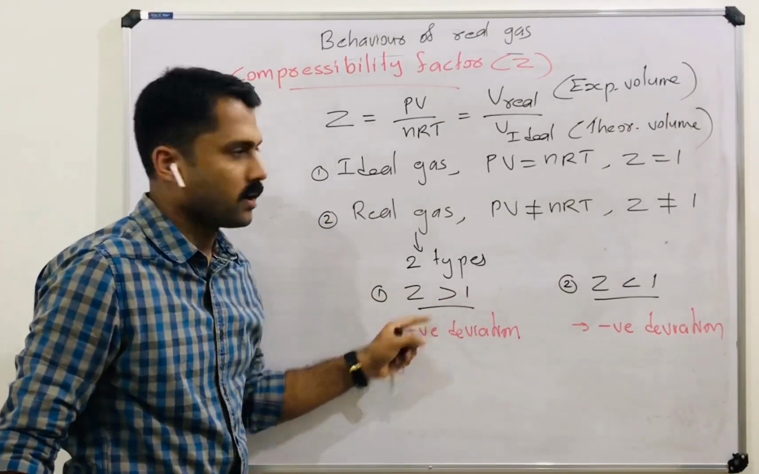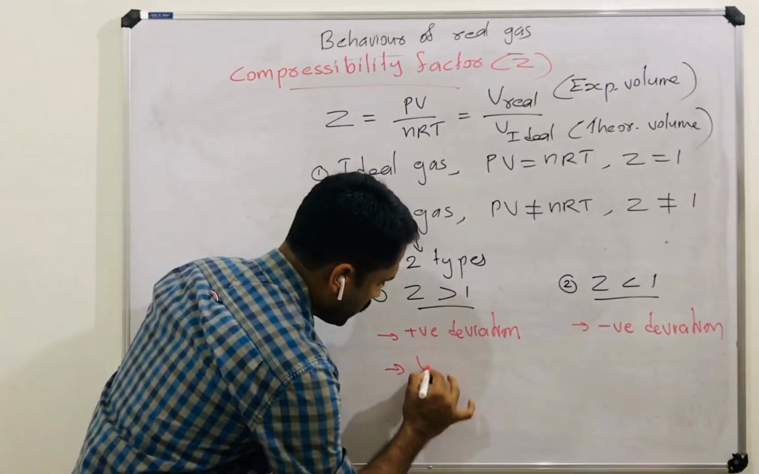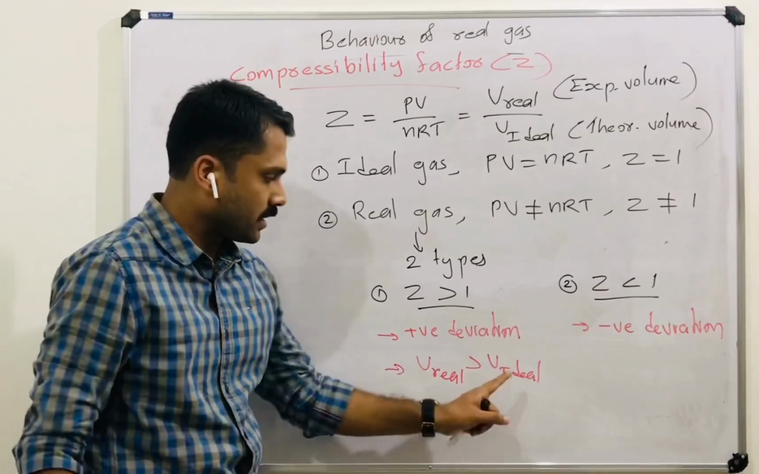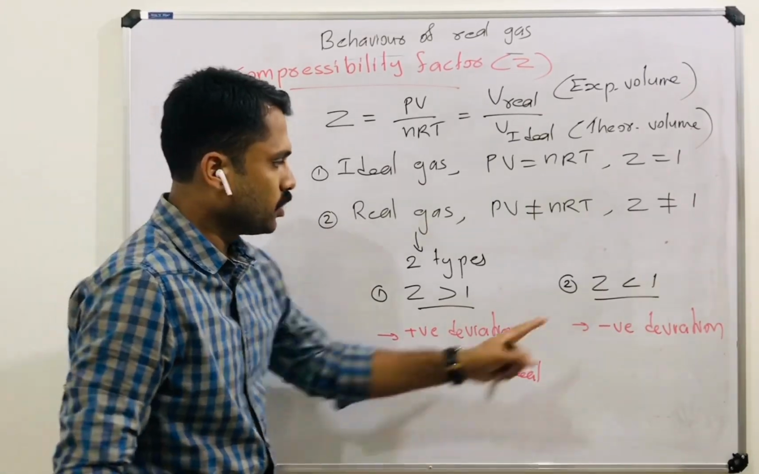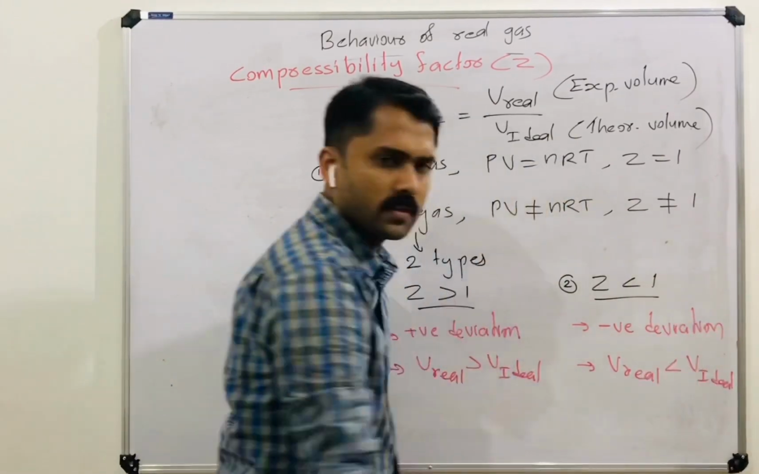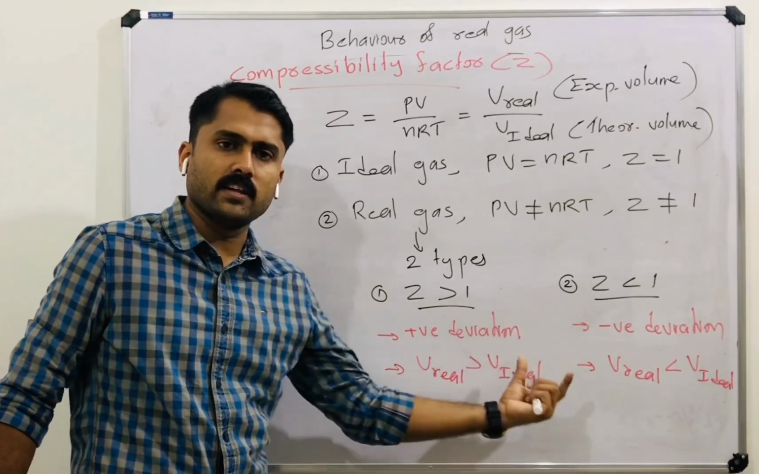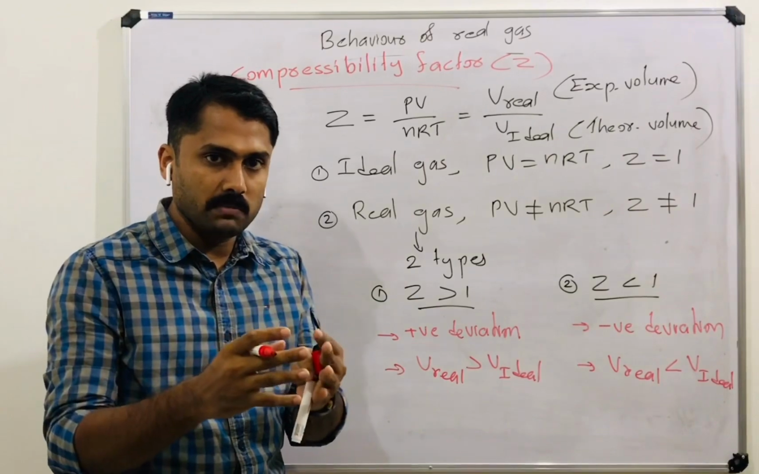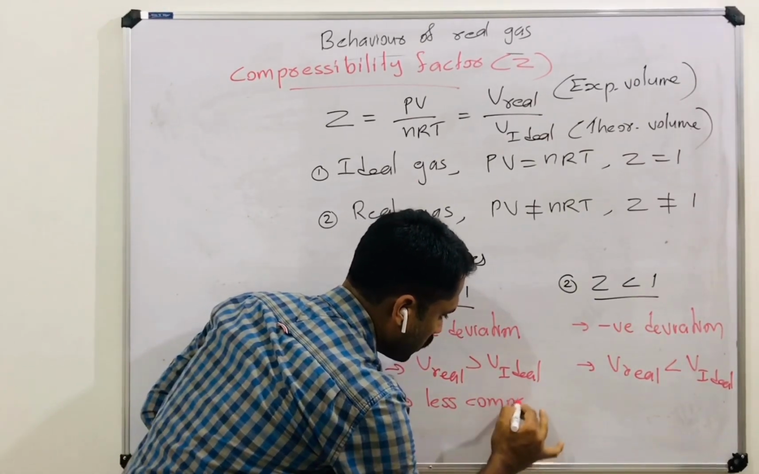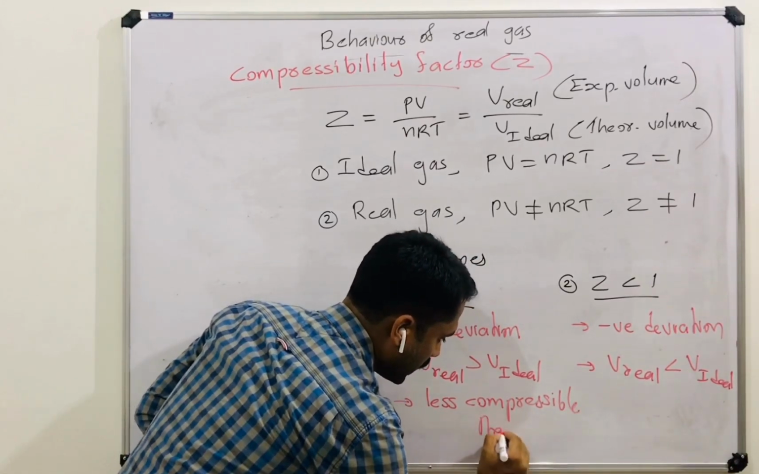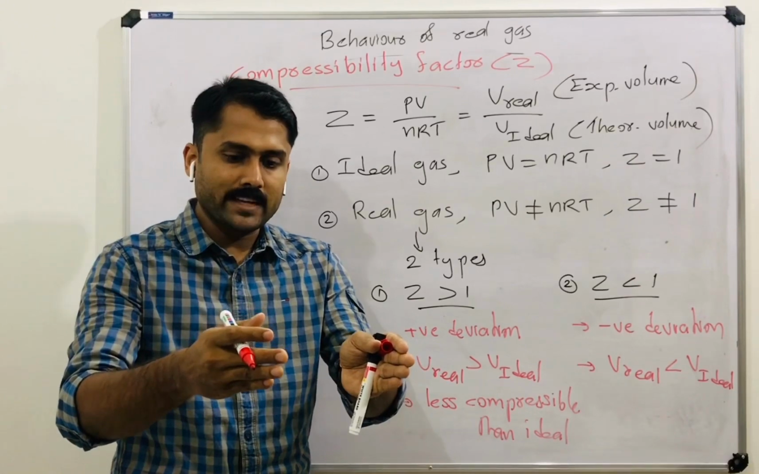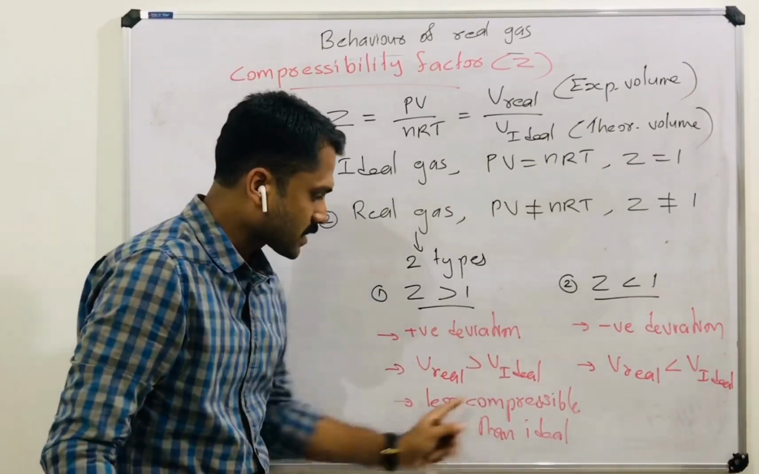For Z greater than 1, V real, the volume of real gas, should be greater than the volume of ideal gas. That means the experimental value will be greater than what we expected, the theoretical value. For Z less than 1, V real should be less than V ideal. If the volume of real gas is greater than the volume of ideal gas, the experimental volume is greater than the theoretical volume. That means the gas is less compressible than ideal gas. The experimental volume is higher than the expected volume, so the gas is less compressible than ideal.